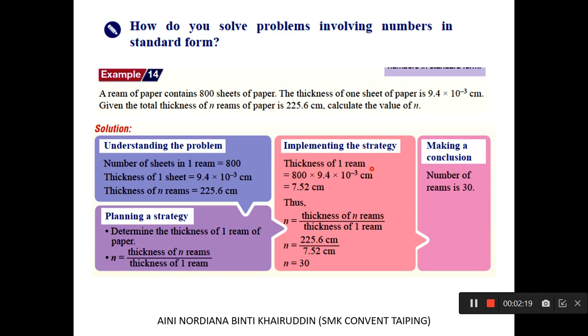Thickness of one ream equals 800 times 9.4 times 10 to the power of negative 3, so it equals 7.52 cm. Thus, calculate the value of n. Thickness of n reams, which is 225.6, divided by thickness of one ream, which is 7.52. So n equals 30. Making a conclusion, the number of reams is 30.